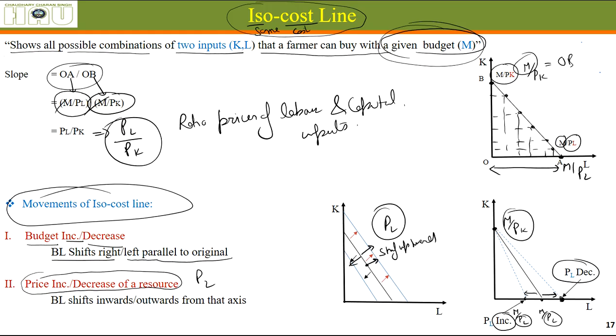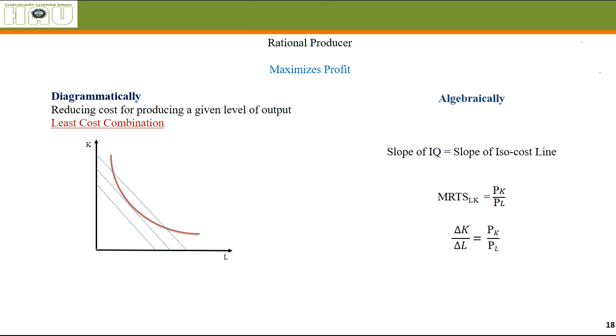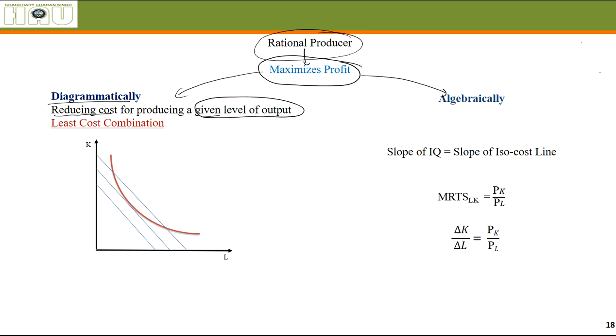So we have talked about the movements. Now let's see how it tells us how much to produce, how to produce. As a rational farmer, that is a farmer who makes informed decisions, the best possible decisions, a farmer who tries to maximize profit, how should he decide based on these two concepts? Let's see diagrammatically, then we'll see algebraically. Diagrammatically, he has to produce a given level of output at minimum cost, that is least cost possible.